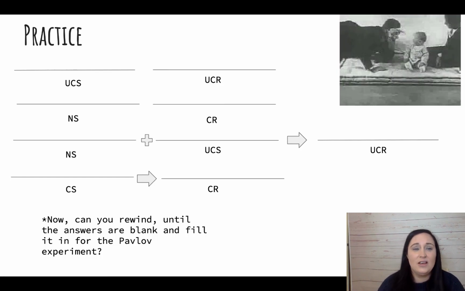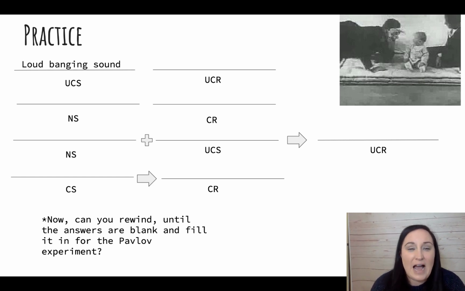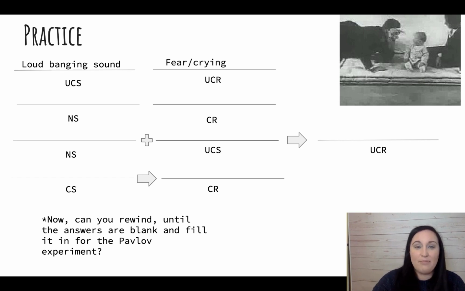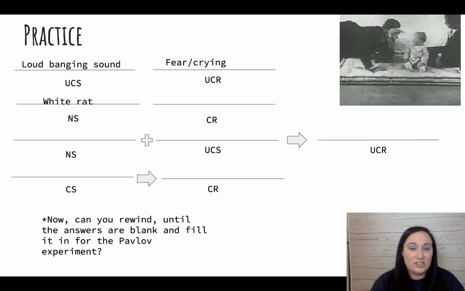Let's practice this. Pause here and see if you can fill in these blanks. So the loud banging sound is the naturally occurring stimulus that produces a natural, unlearned response of crying or being afraid. What was the neutral stimulus here? The thing that doesn't normally provoke that response is the white rat. This eventually will provoke a conditioned response.